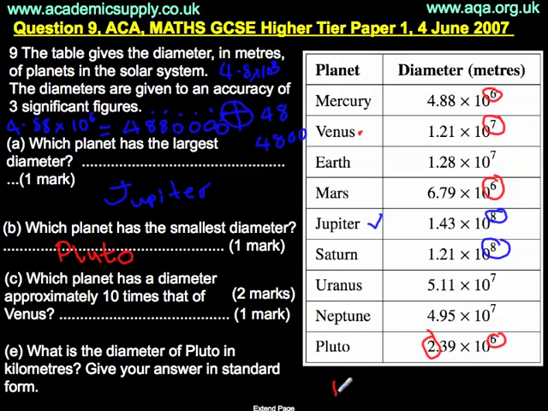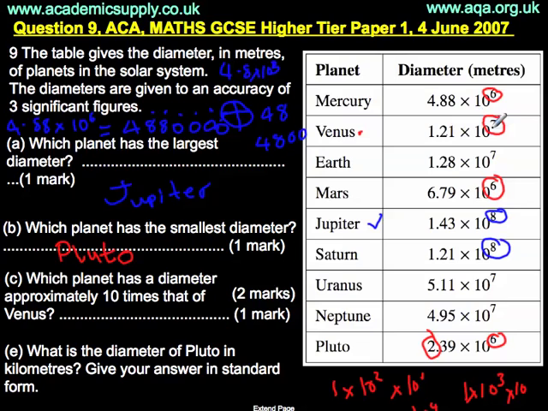So if I said 1 times 10 to the power of 2, and then I times it by 10 again, then I'm adding the powers. It's like saying 10 to the power of 1, and I get 1 times 10 to the power of 3. So every time I times something by 10, I increase the power. So if I times 1 times 10 to the 3 by 10, I get 10 to the 4. So Venus is 1.21 times 10 to the 7.